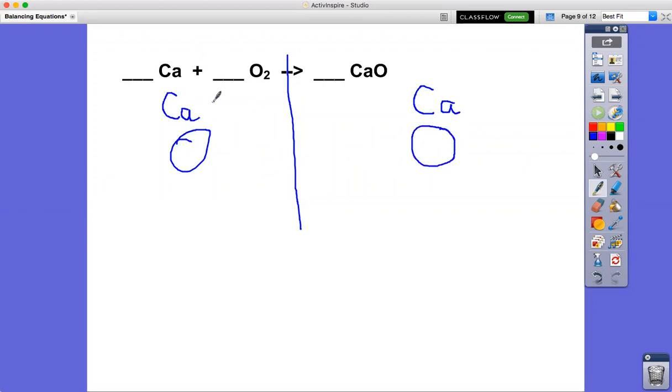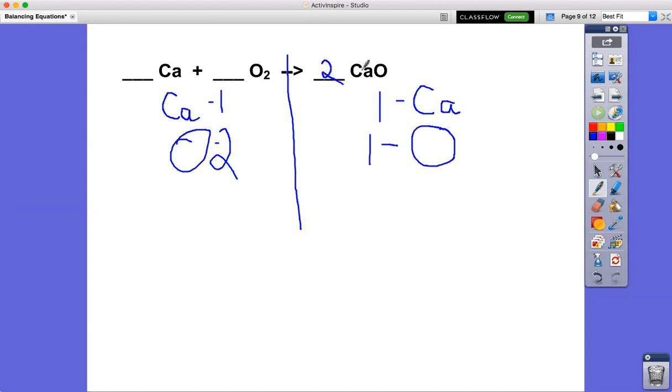Okay. How many calciums on the reactant side? Yes, good. How many oxygens? Yes, beautiful. 2. How many calciums? Yes, beautiful. 1. And how many oxygens? That's right, good. Okay, so my calciums are balanced, but look at my oxygens. So the only thing I can do is go up here to my coefficient and put a 2.